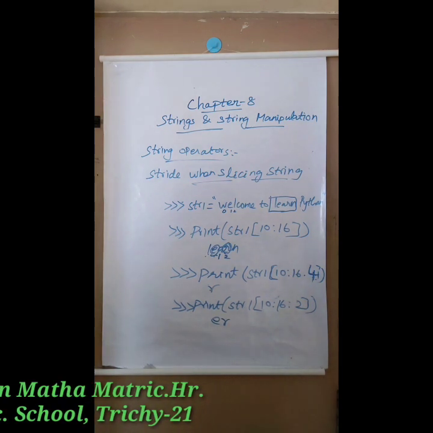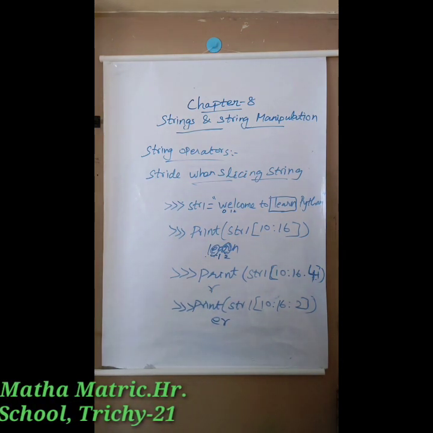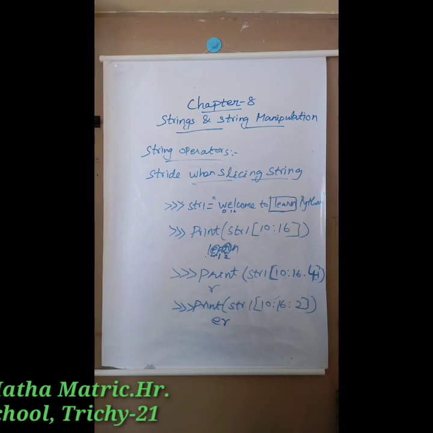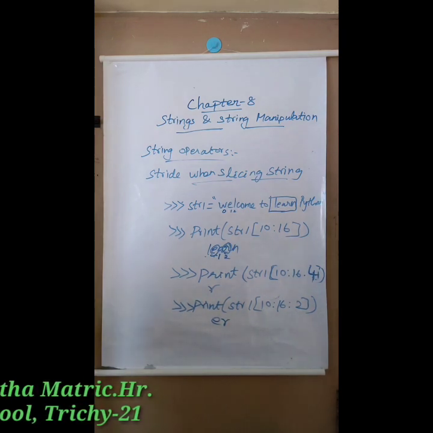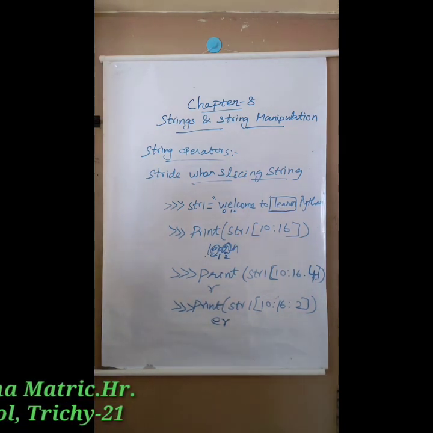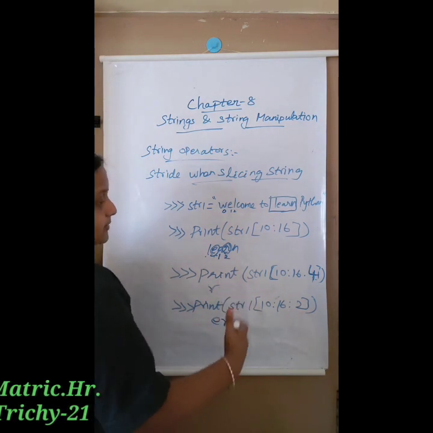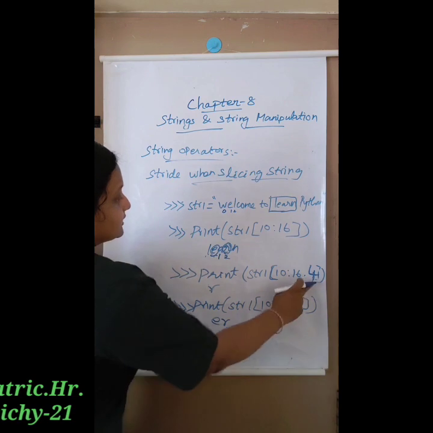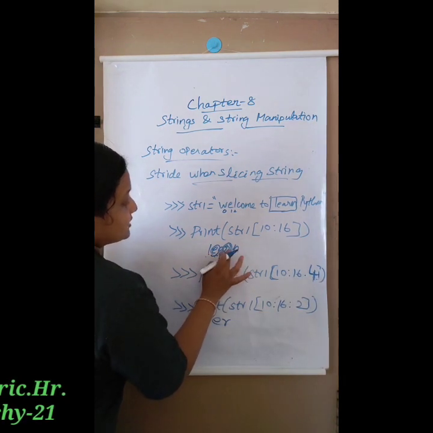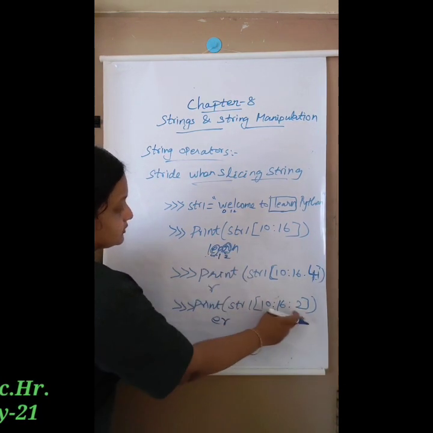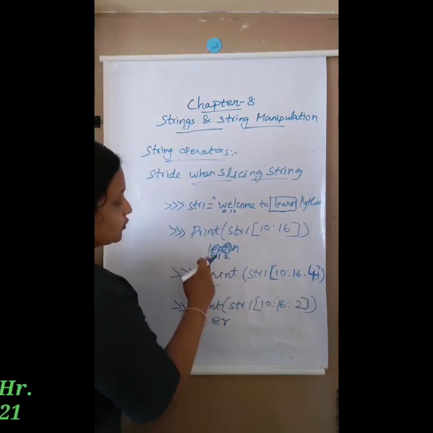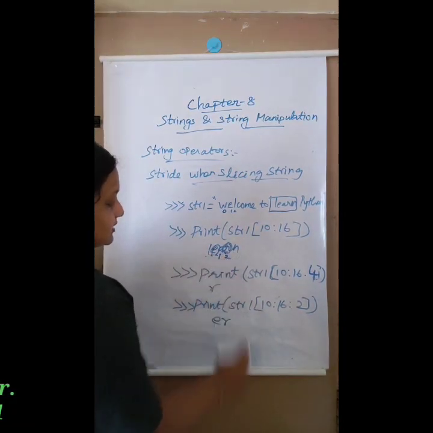You can also use a negative value as stride. If you specify a negative value, it prints in reverse order. But here we use the positive value. Stride means we skip and process the next one. Here with 4, we have only 5 values, so it produces R. Then with stride 2, the first one is E and the second one is R.